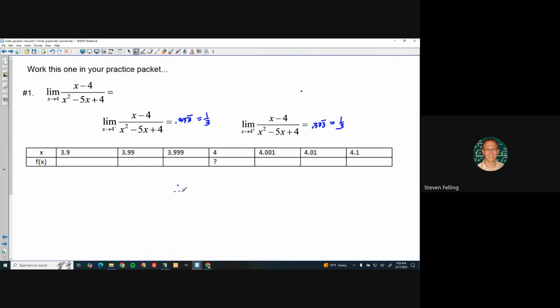Therefore, I can say the limit as x approaches 4, without specifying the direction, of x minus 4 over x squared minus 5x plus 4 equals 1/3. That's the conclusion. All right, so that's how numerical evaluation works.